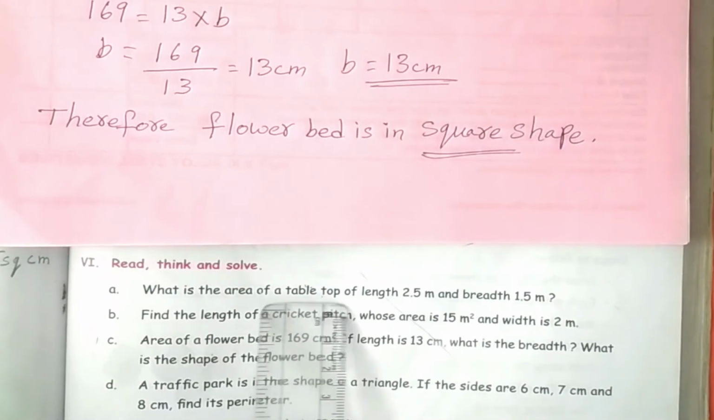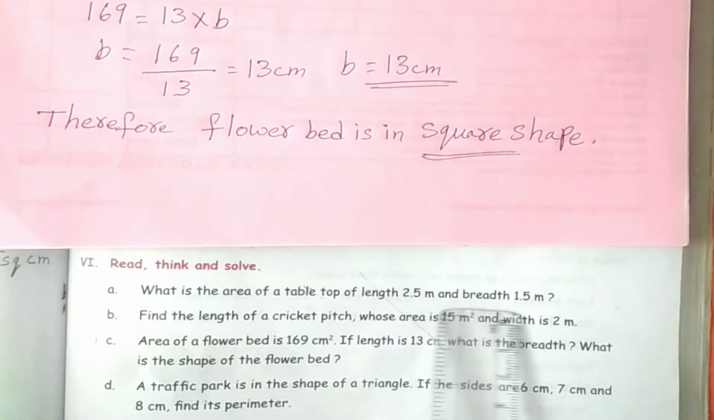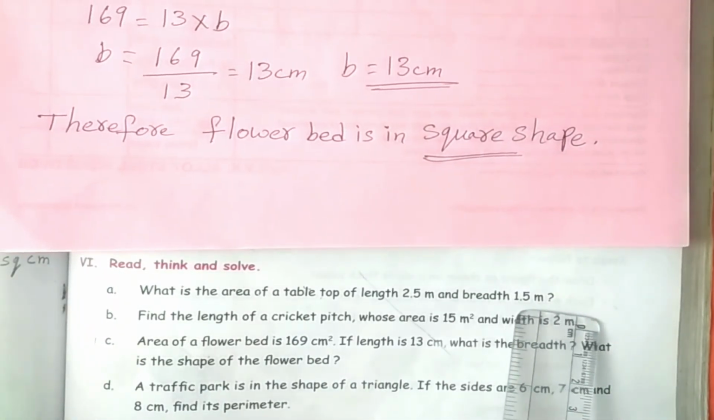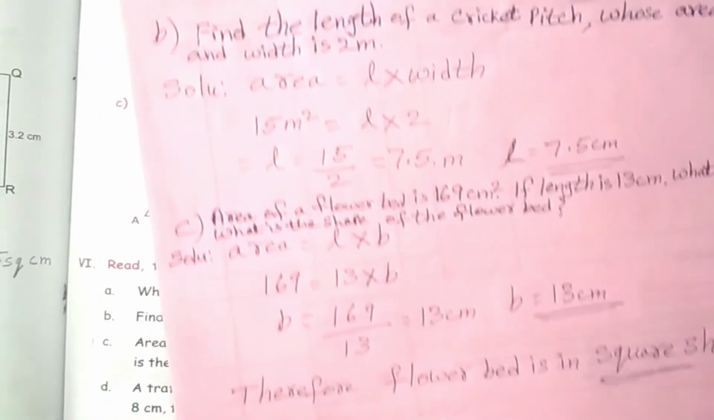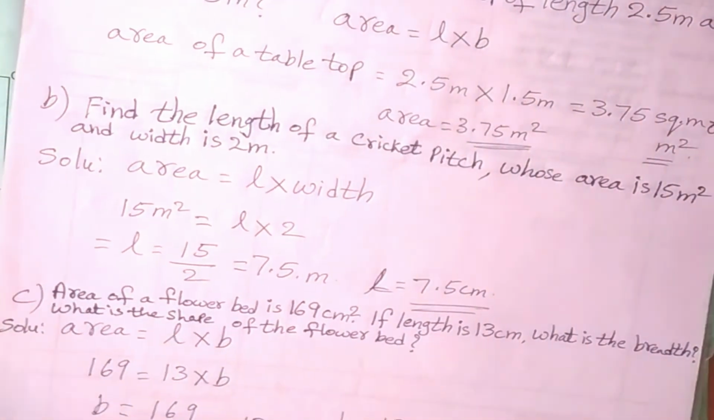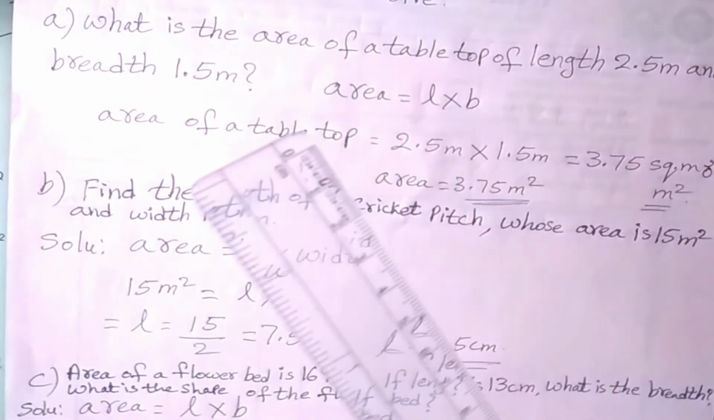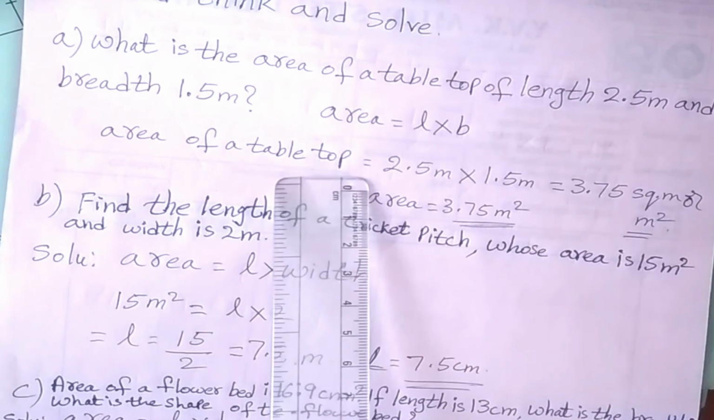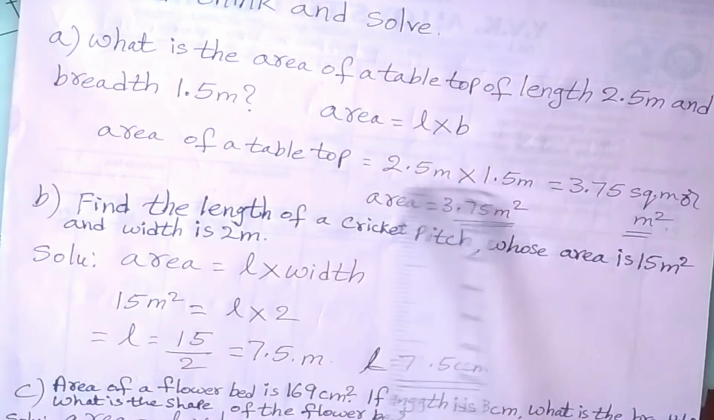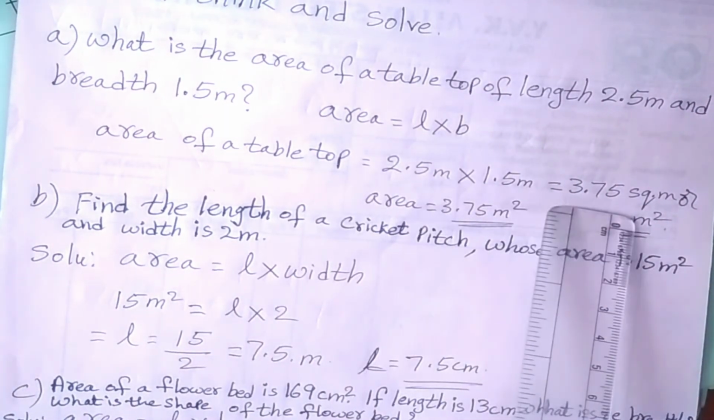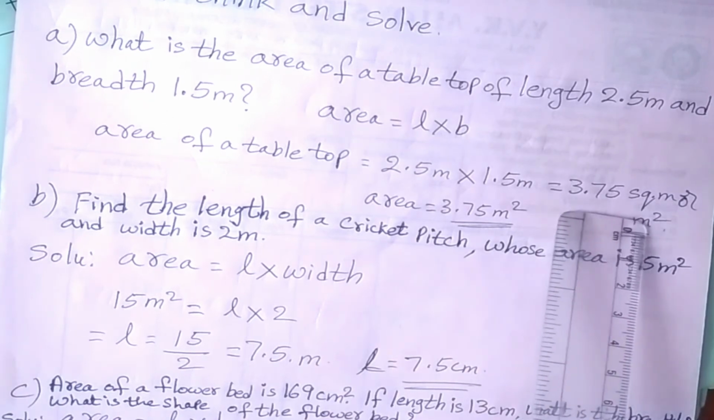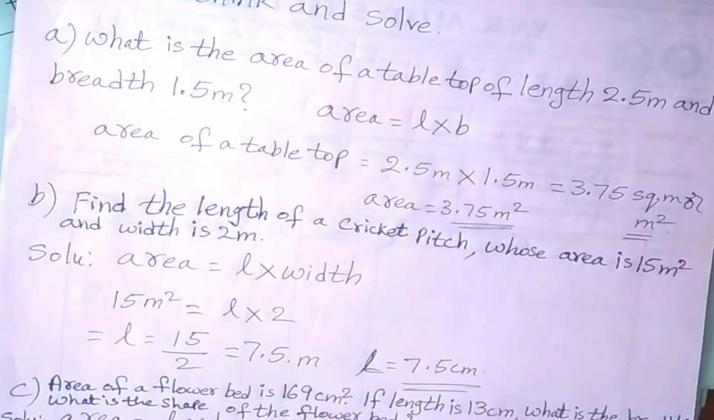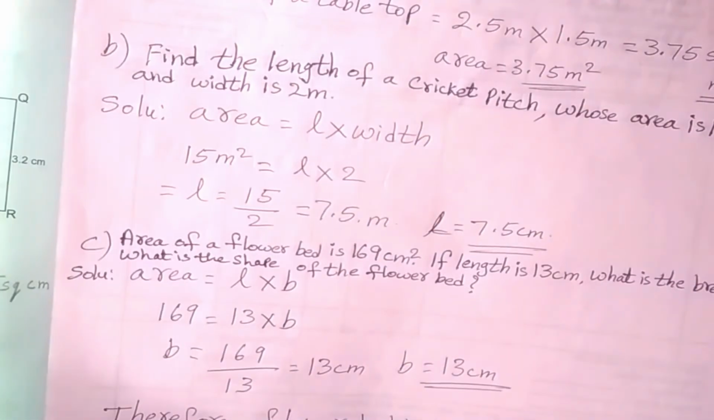What is the area of a tabletop of length 2.5 meters and breadth 1.5 meters? Coming to the solution. See here. What is the formula here for area? Area is equal to length into breadth. So area of a tabletop is equal to 2.5 meters into 1.5 meters. That equals 3.75 square meters. Likewise, you can do the B bit.